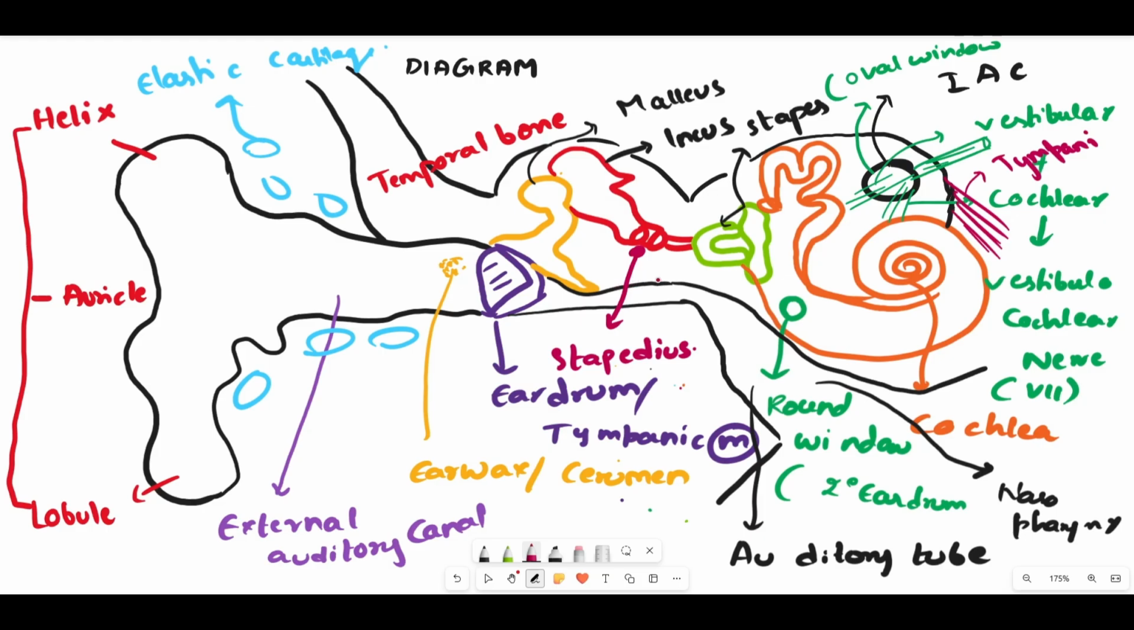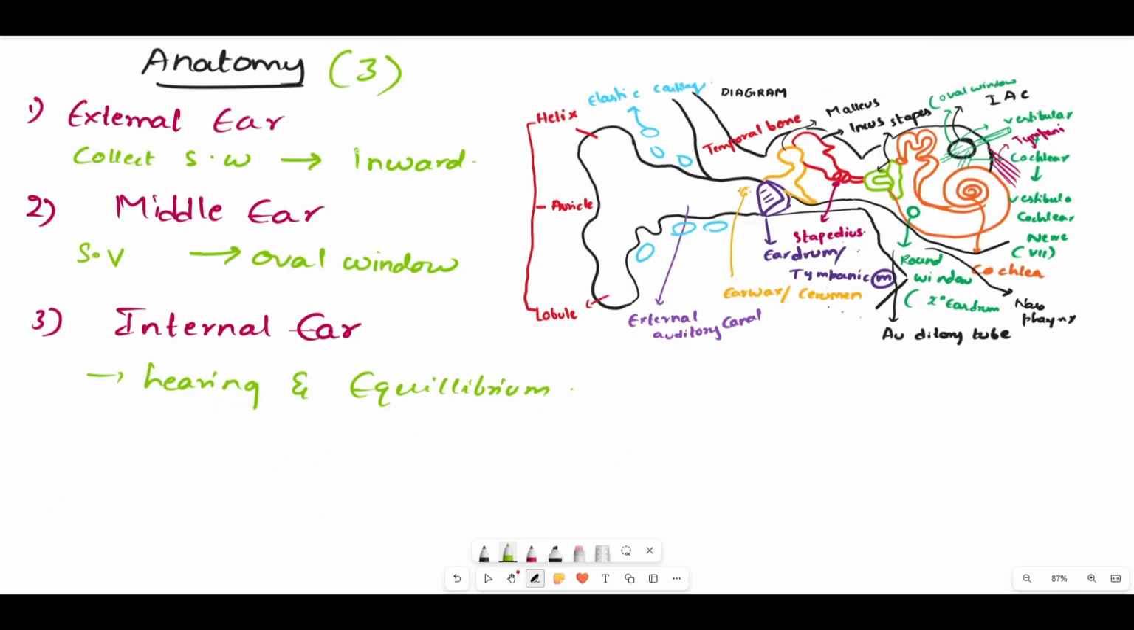Now let's discuss each part in detail. The anatomy of the ear is generally divided into three main regions. One is the external ear, which is responsible for collecting the sound waves and then transferring them inward. The second one is the middle ear, which sends the sound vibrations to the oval window. The oval window is where the stapes is attached. And the third one is the internal ear, which is responsible for hearing and equilibrium.